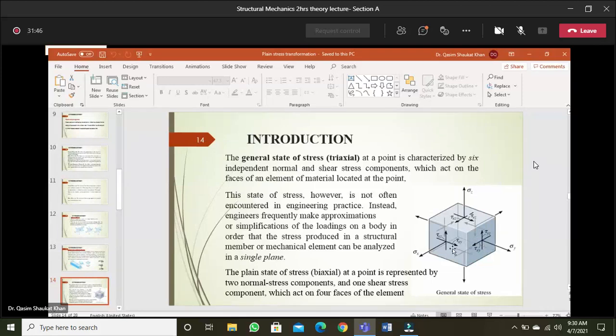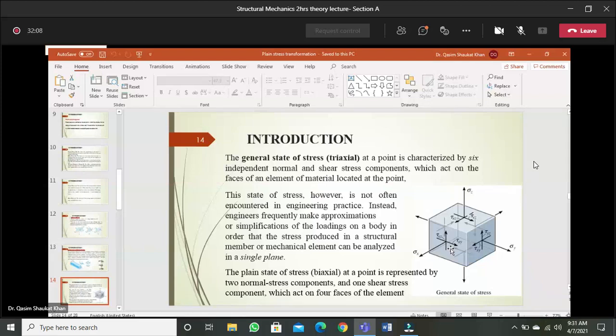Now first, let's consider this face, the ZY or YZ plane. Okay. Now see how they are representing the shear stresses, because first we need to understand the designation.